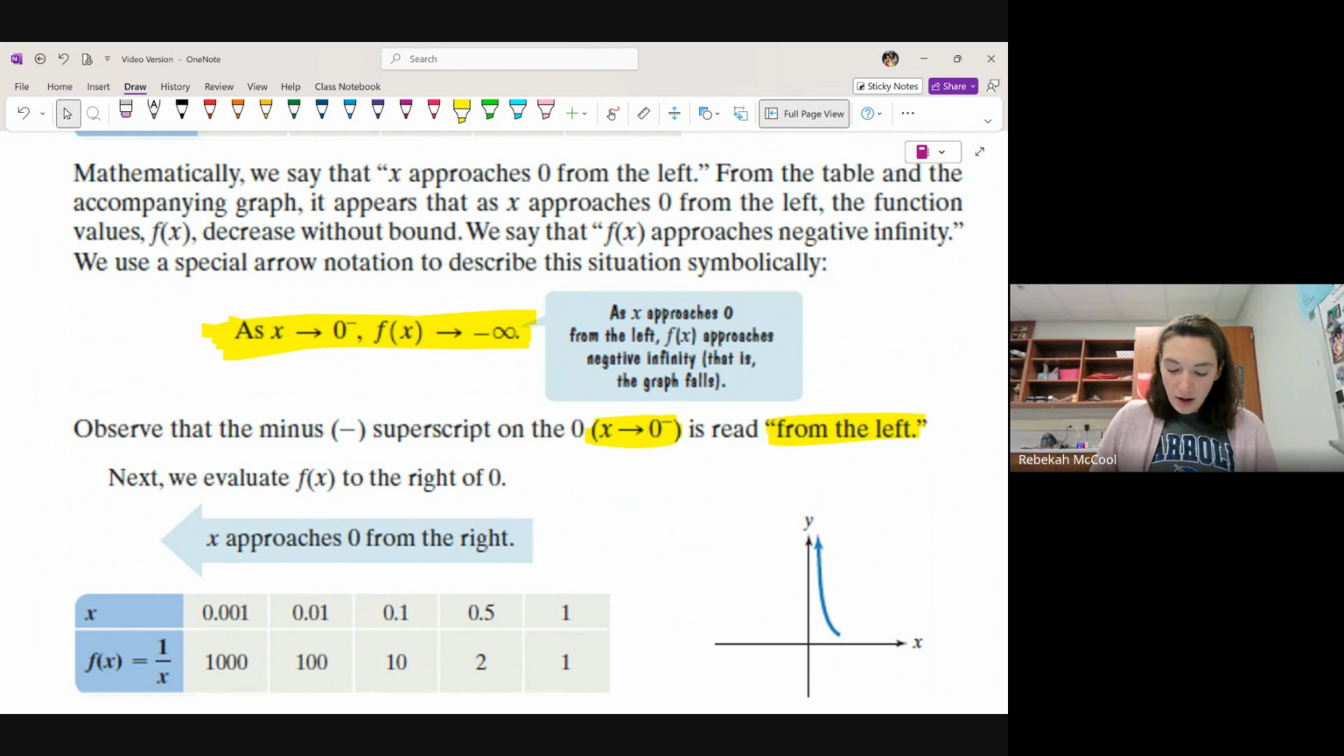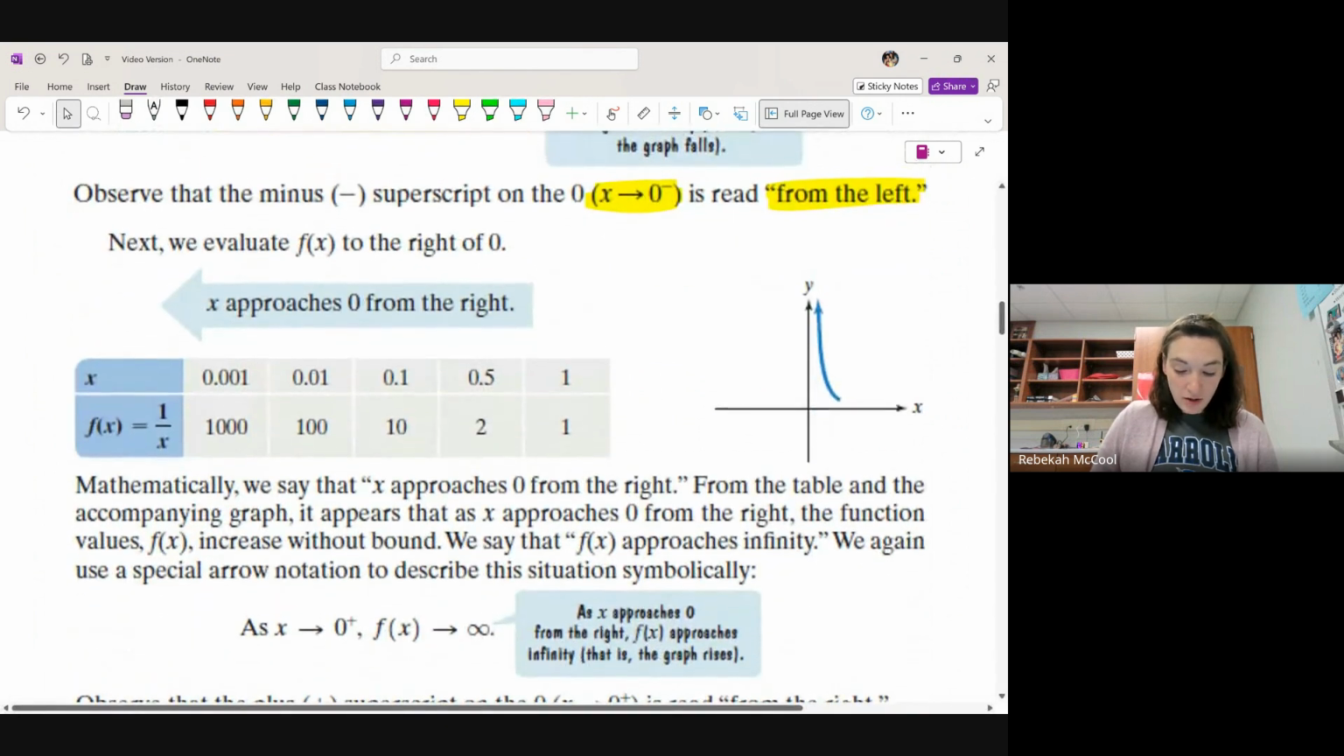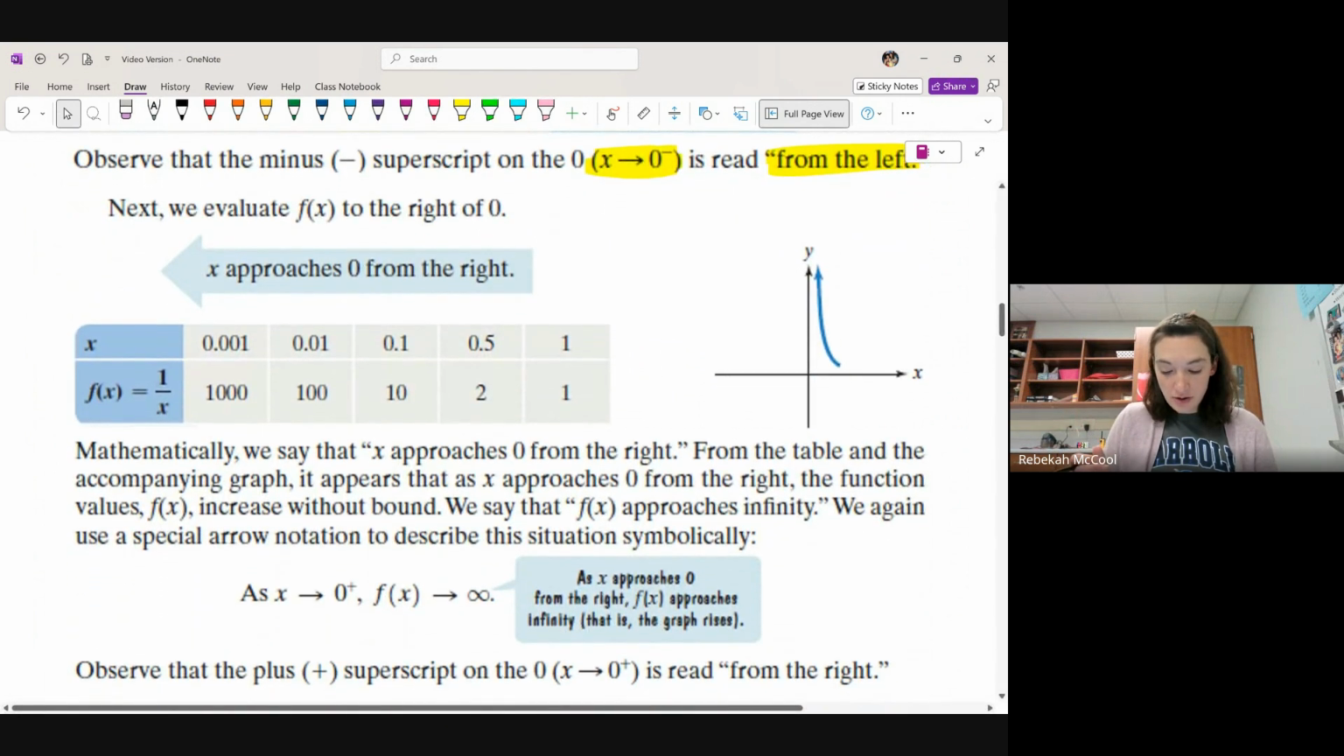Same idea, let's now approach from the right. Again, I'm picking x values you see in the table. Those x values are getting closer and closer to 0 coming from the right. And now my y values are getting really big in the positive direction. So as x approaches 0 from the right, the function values now are increasing without bound.